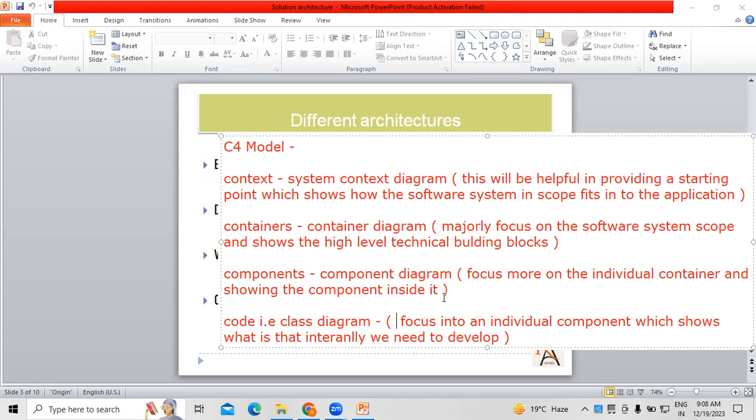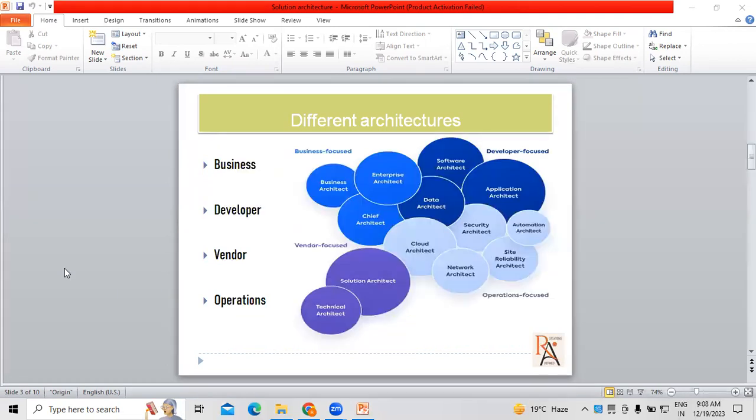So this is where generally we need to perform, in reference to the types of architectures I have explained so far. This is where the solution architect comes into the picture.